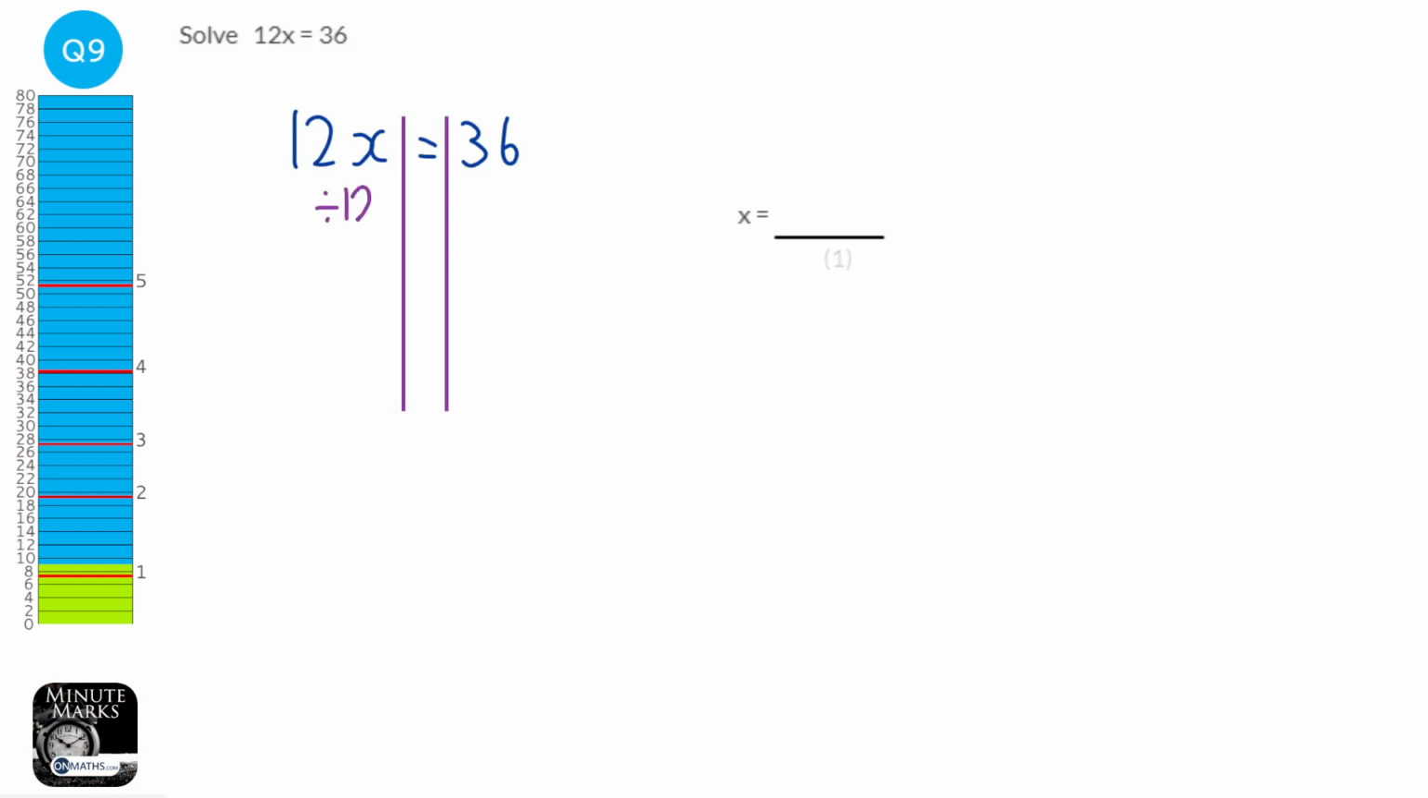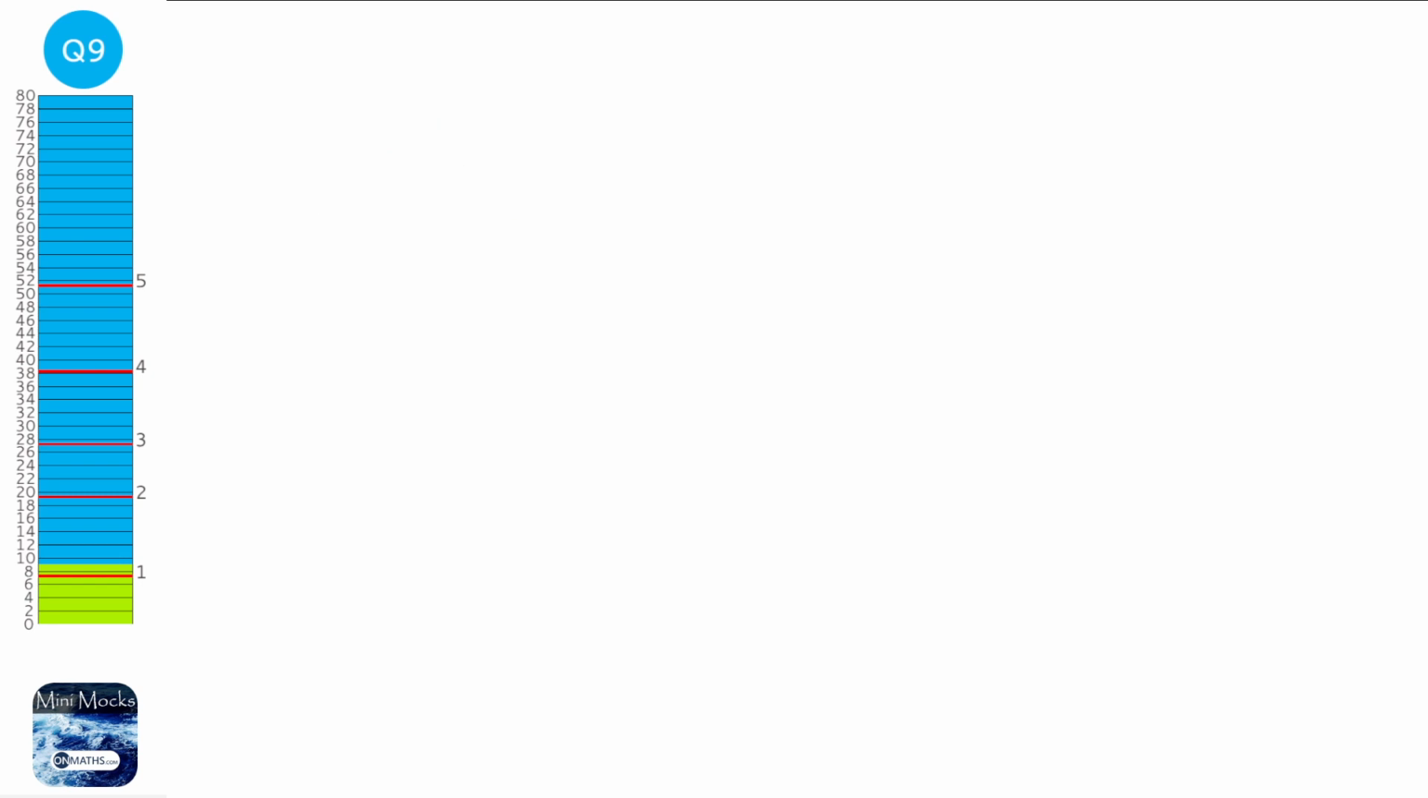What is the opposite of times 12? Divided by 12. Now these lines show us we've got to do the same to the left and right. So if I divide the left hand side by 12, I have to divide the right hand side by 12. So on the left hand side we just have the x, which is what we want. On the right hand side we do 36 divided by 12. How many 12s in 36? That would be 3. So our solution is x equals 3.